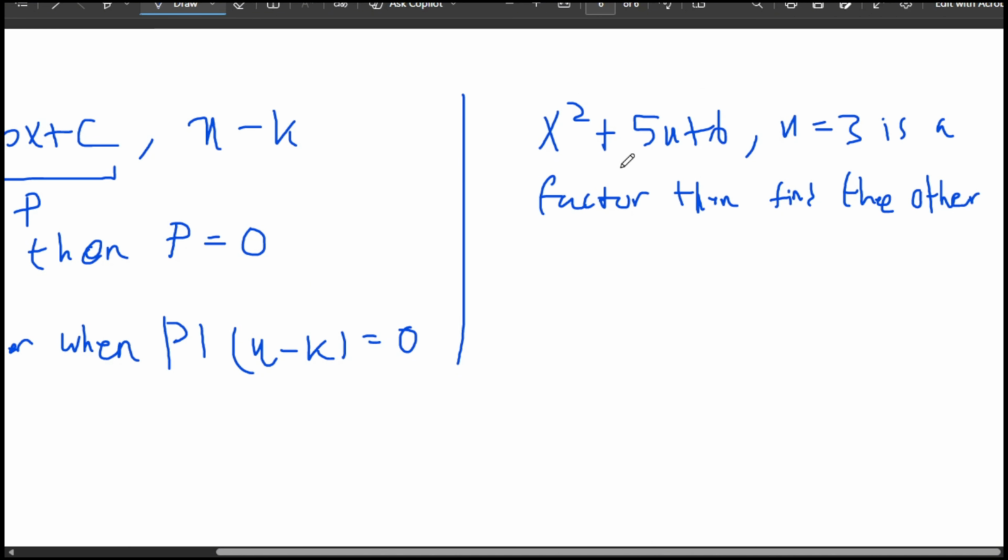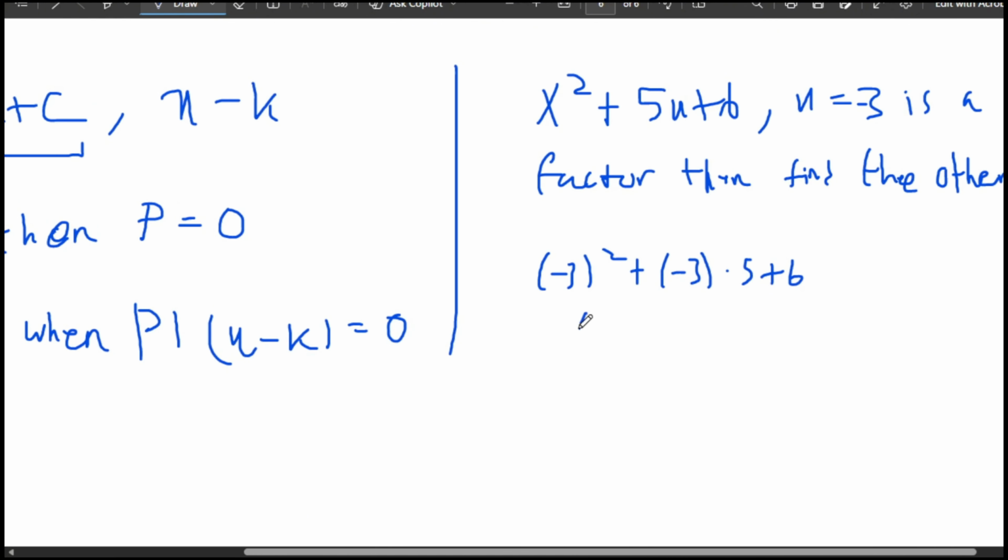So test if, when x equals negative 3, this result equals 0, then it is a factor of this polynomial. So x equals negative 3, so negative 3 squared plus negative 3 times 5 plus 6. We have 9 minus 15, and plus 6, this is exactly 0.